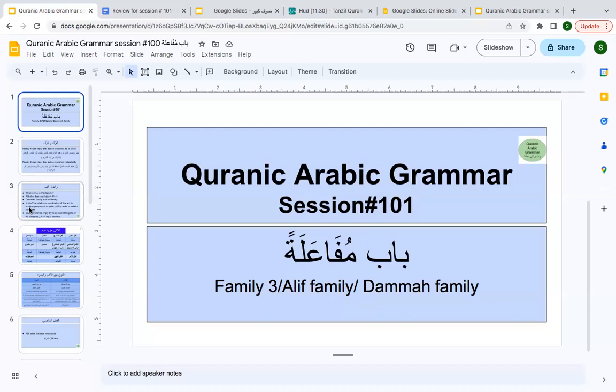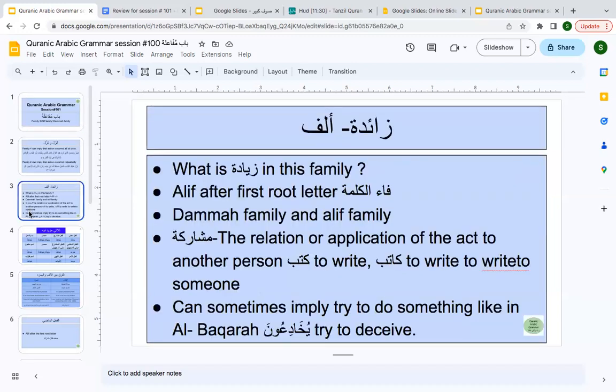Okay, so this Dhamma family, which is number 3, and also called Bab Mufa'ala, has Zaida Alif in it. What is additional in it is Alif. What will you see here? You will see letter Alif. Okay, and where will this Alif be present? It will be seen after the first root letter, which is your Paul Kalima. Okay, the other names are Dhamma family and Alif family, because the added letter is Alif.